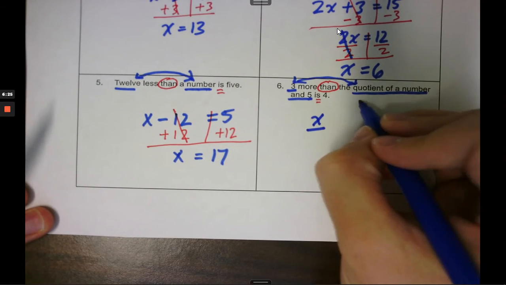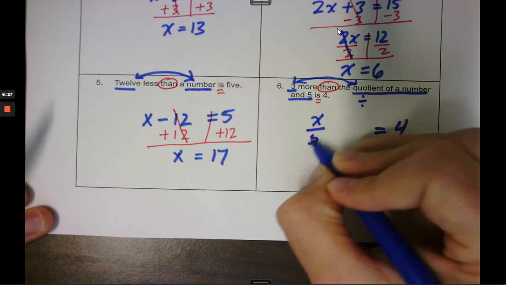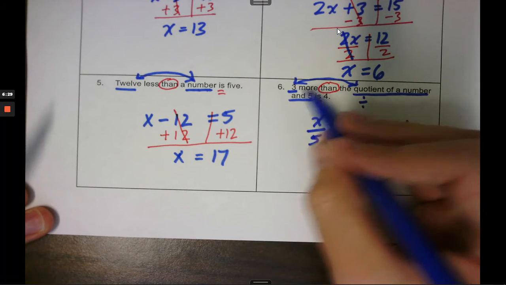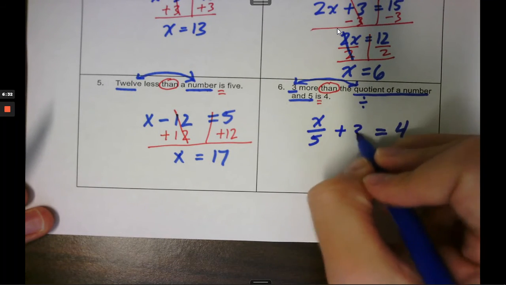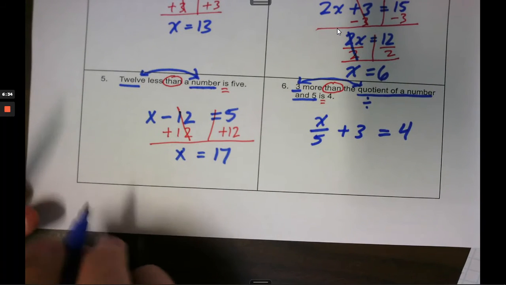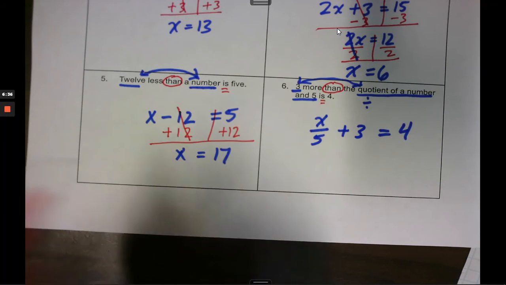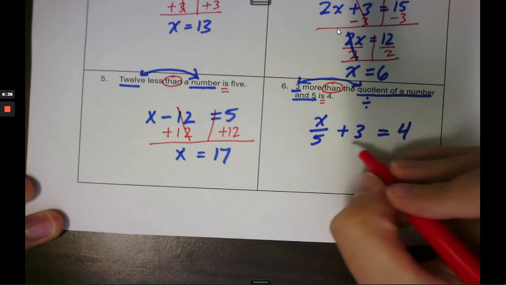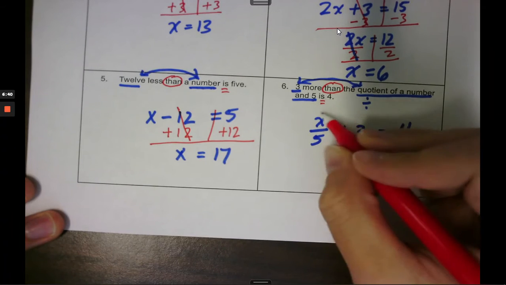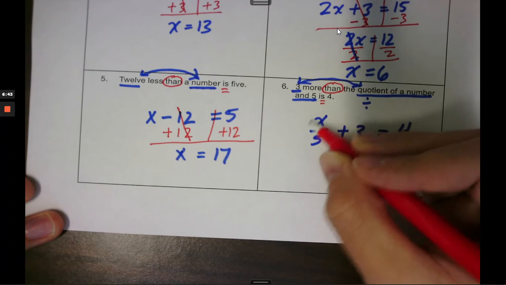Alright, and so the quotient of a number and 5 would be some number divided by 5, because remember, quotient means divide. And then 3 more than that means I need to add 3 to it. So there's my original equation, and then we need to go about solving that. It's a two-step again. I need to subtract 3 to get this term on a side by itself.